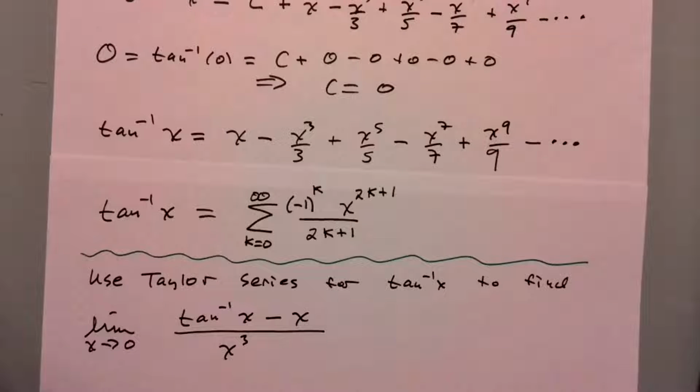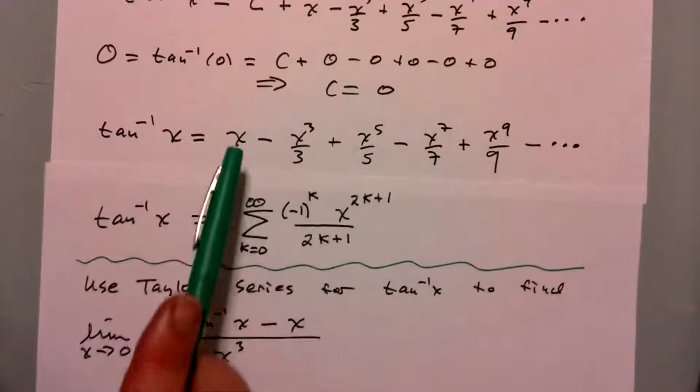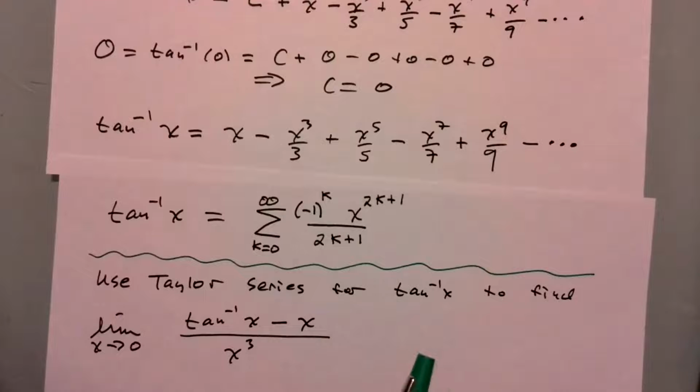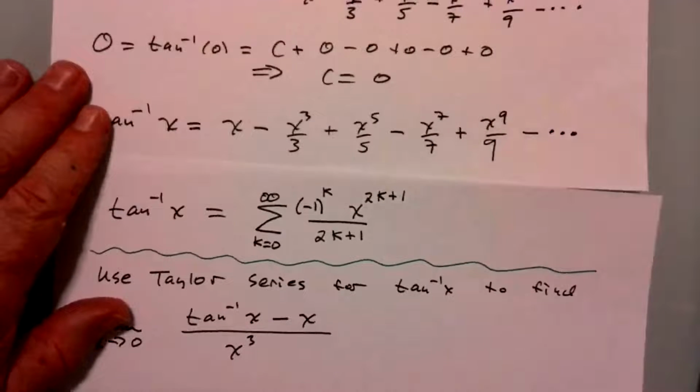All right, there is the problem. If you get an answer, please put it in the comments. We'll take a look at it. I'll give you a minute or so to do. Again, hint, take this thing, subtract x, that goes away, and then divide what's left by x cubed, and see if you can find that limit. So go.